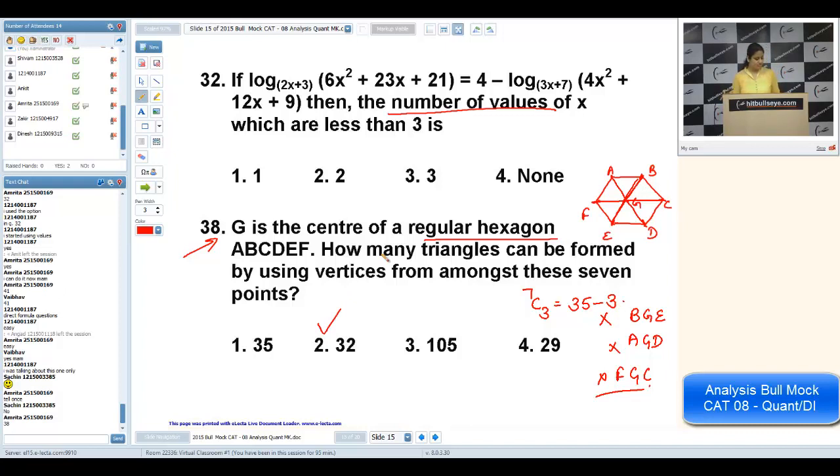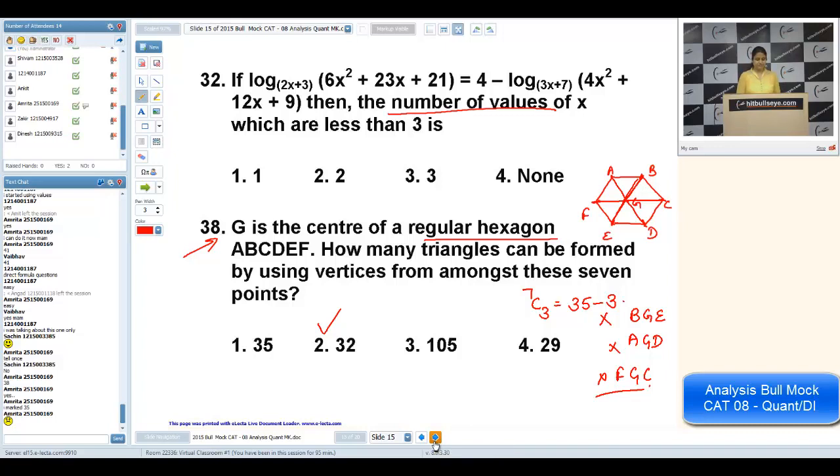No, Amrita, you got that? Answer should be 32. 35 is the total possible triangles. Yes. Okay.